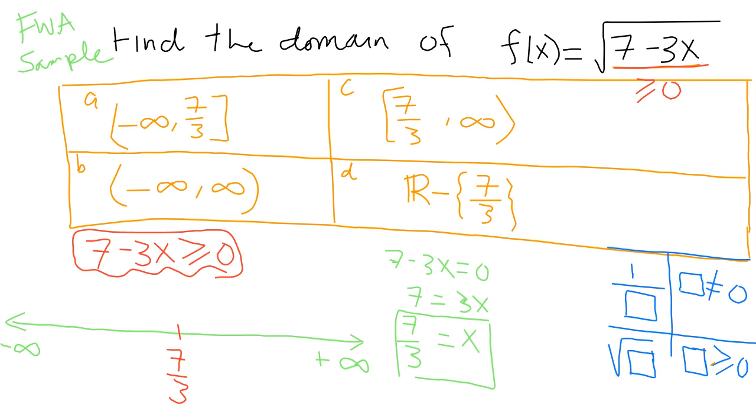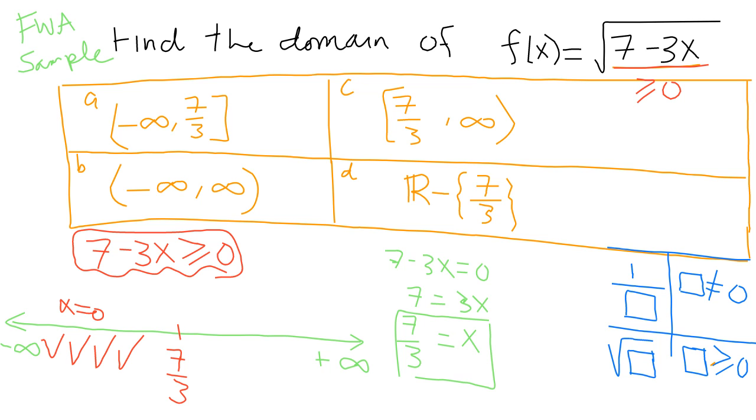So substitute x equals 0. Let us check: 7 minus 3 times 0. 3 times 0 is 0, and 7 minus 0 is 7. Is 7 greater or equal to 0? Correct or not? Yes. So, yes.